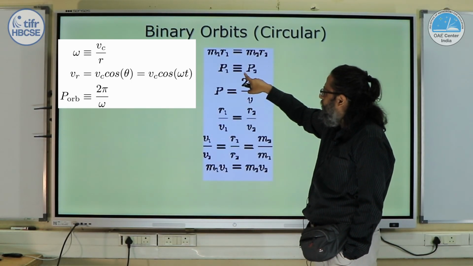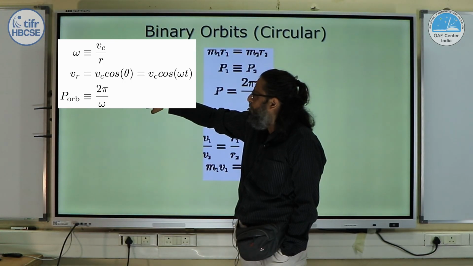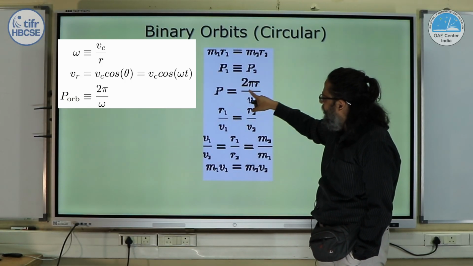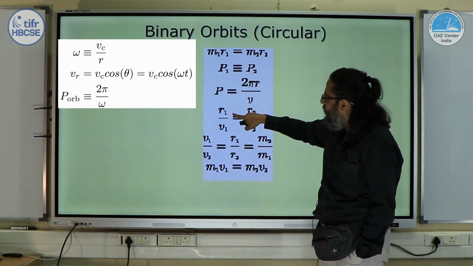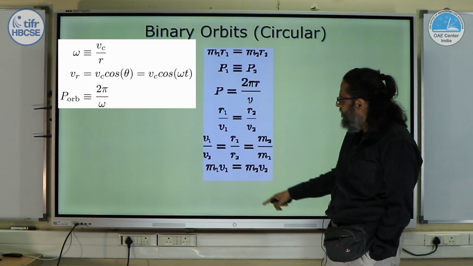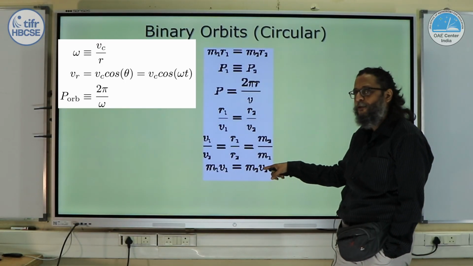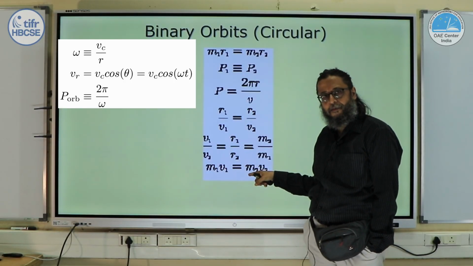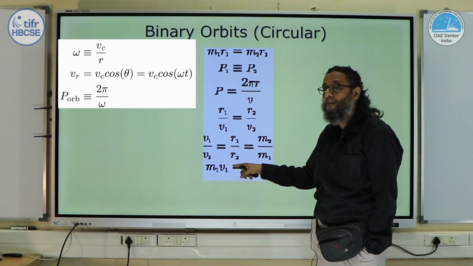Now, P1 is equal to P2 and P is given by 2 pi r upon V, where you can replace omega by V by R. Then for the two objects 1 and 2, you see that R1 upon V1 is equal to R2 upon V2. And hence, you come to this very interesting relation which says M1 V1 is equal to M2 V2. This might give you the impression that the linear momentum is conserved, but that is not exactly the case. It is just a mathematical truism.